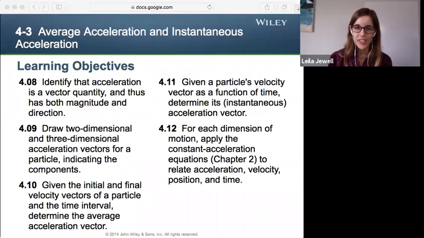Section 4.3, acceleration! That's what comes next. So we're looking at average acceleration and instantaneous acceleration.